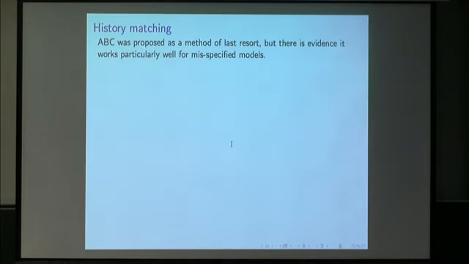So back to ABC and history matching, and to Gary's question, I think. I think ABC was proposed as a method of last resort, if you like. It's what you should do if you have no other choice. If you don't have a likelihood function, you're stuck. What can we do? Well, ABC is something. Let's do it. But anecdotally, at least, there's evidence that it works particularly well for misspecified models. So why might that be?